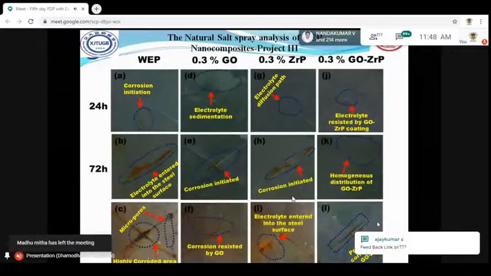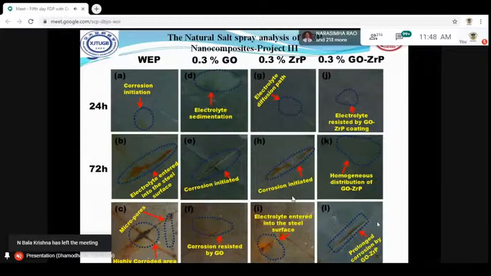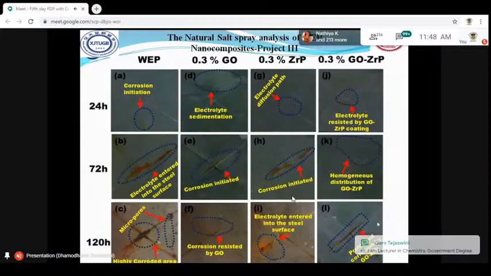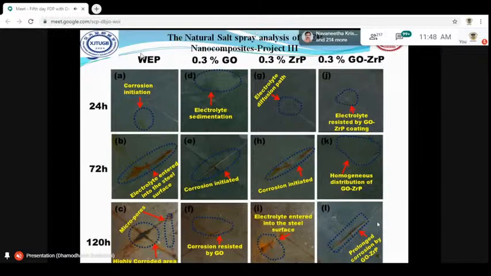corrosion medium. And here in the case of zirconium phosphate, we can see it is somewhat good as compared with the GO, and also very good when compared with the WEP. So after 120 hours, the corrosion has somewhat been prolonged, but not as much as with the zirconium phosphate decorated GO surface, because as I told you already, zirconium phosphate can make an aligned arrangement, but the nanoparticle surface area is very low as compared with the GO.